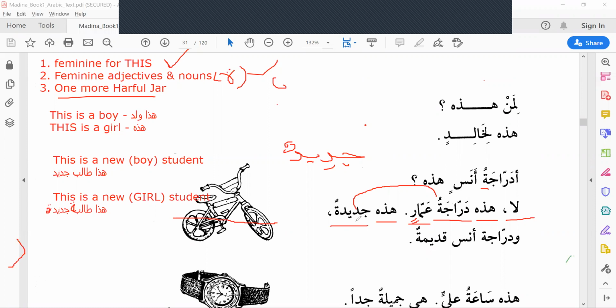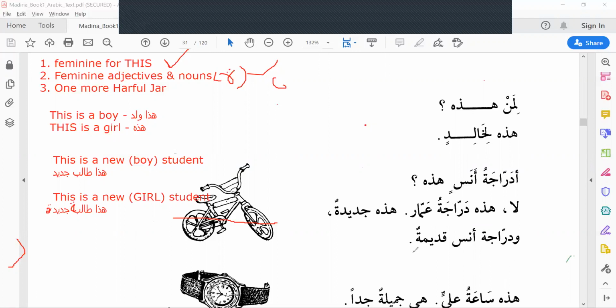هذه جديدة, new. Why جديدة? Because دراجة is feminine, so we are using ta at the end of جديد. لا هذه دراجة عمار هذه جديدة. No, this is Ammar's bicycle. This is new.